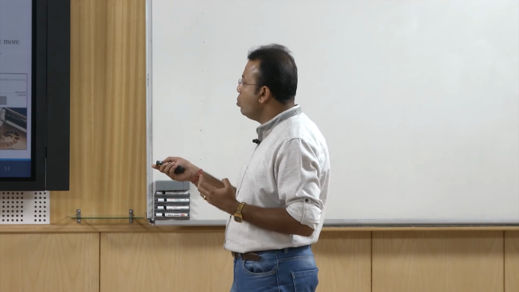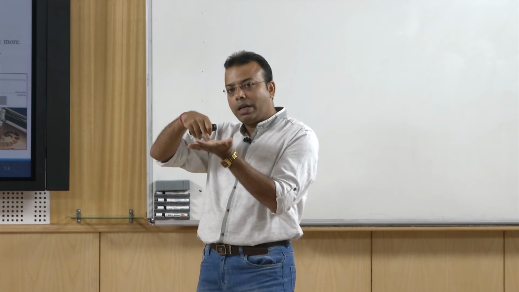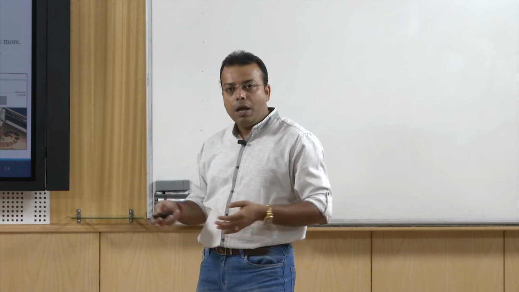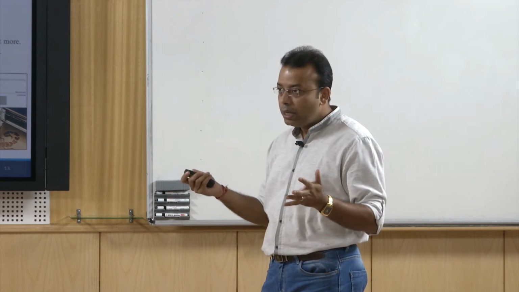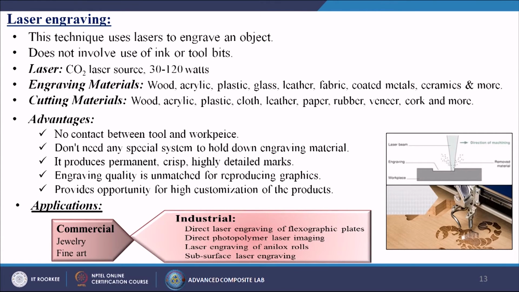Cutting materials are generally wood, acrylic, plastic, cloth, leather, paper, rubber, veneer, cork and more. There are certain advantages also: no contact between tool and workpiece, only the laser from a particular source comes directly and falls onto the base material and you do the modification or the designing. You do not need any special system to hold down the engraving materials, and it produces permanent, crisp, highly detailed marks. Engraving quality is unmatched for reproducing graphics, and provides the opportunity for high customization of products.